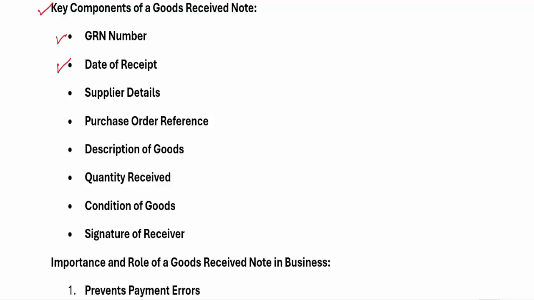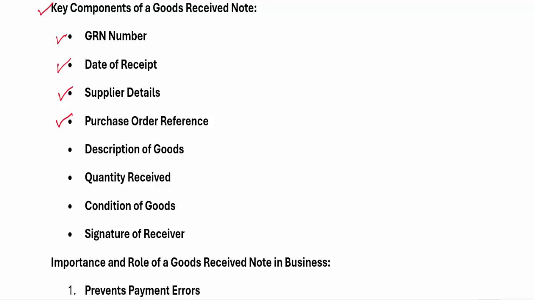Date of receipt: the date on which the goods were received. This helps in maintaining an accurate timeline for inventory records and payment processing. Supplier details: information about the supplier, including their name and contact information, which helps identify the source of the goods. Purchase order reference.